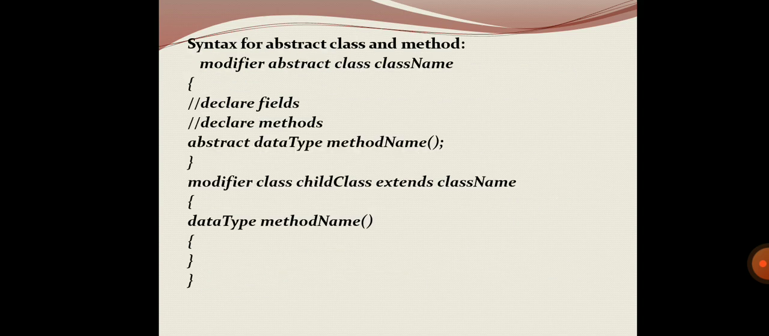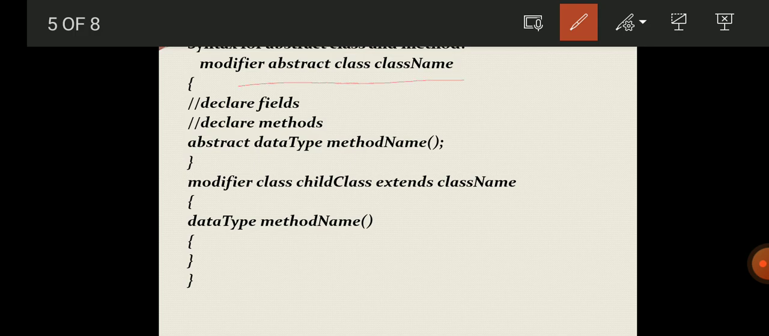Then this is the syntax for the abstract class. Here first is the modifier or specifier, then abstract class, then the class name. Then this is the declaration. Here we are declaring the method name using the keyword abstract. Then that is the child class, which extends the class name, so it is the subclass of this class and we are defining the method.